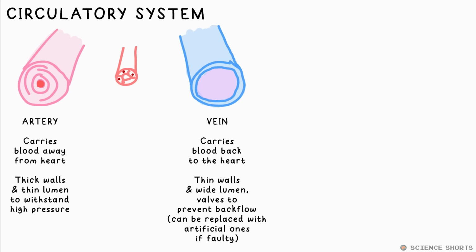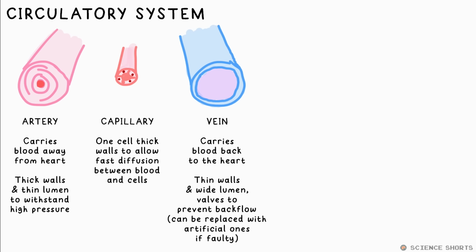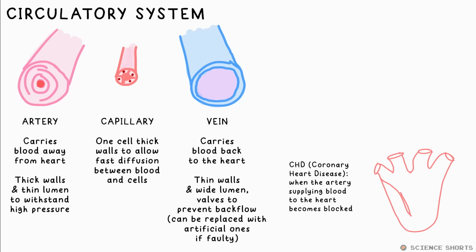Arteries split and get smaller and smaller until they end up as tiny capillaries with one cell thick walls to allow the fast diffusion of molecules in and out of cells. The heart is a muscle, so it needs its own supply of oxygen and, therefore, blood to keep the muscle pumping. This is delivered by the coronary artery. If this is blocked by the buildup of fatty deposits, a heart attack can occur. This is CHD, coronary heart disease.